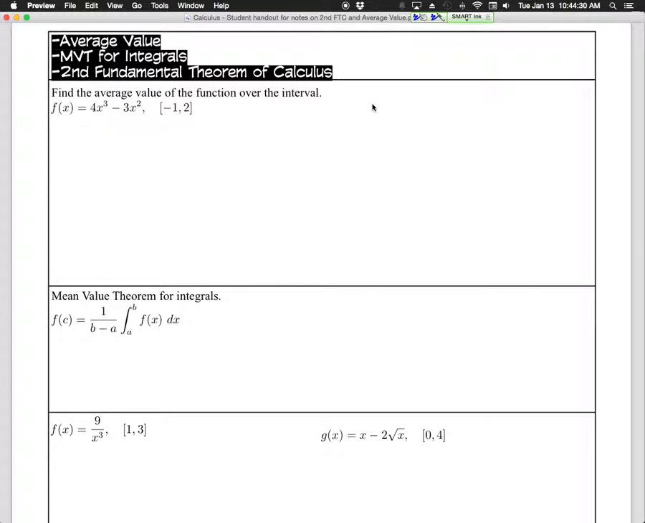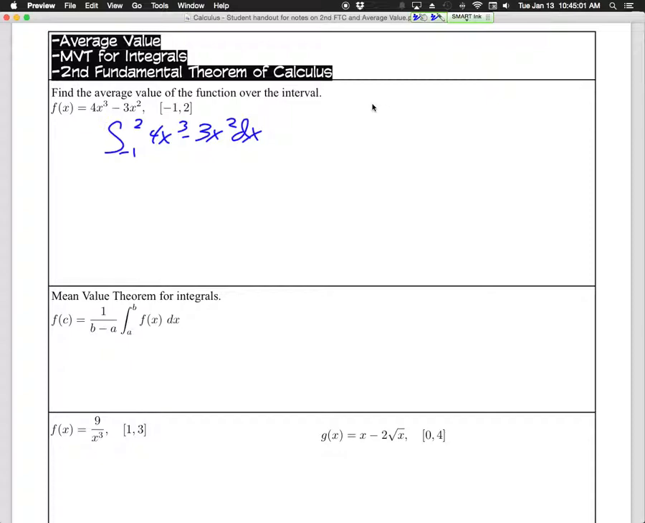Now, Logan said f of b minus f of a over b minus a. What has to be in the prompt in order to use f of b minus f of a? Rate of change. If you don't have rate of change, you need the change in the function above over the change in the interval. So how am I going to represent the change in the function above? Integrate it. So I'm going to integrate it from -1 to 2 of 4x cubed minus 3x squared dx. So that's the change in the function above.